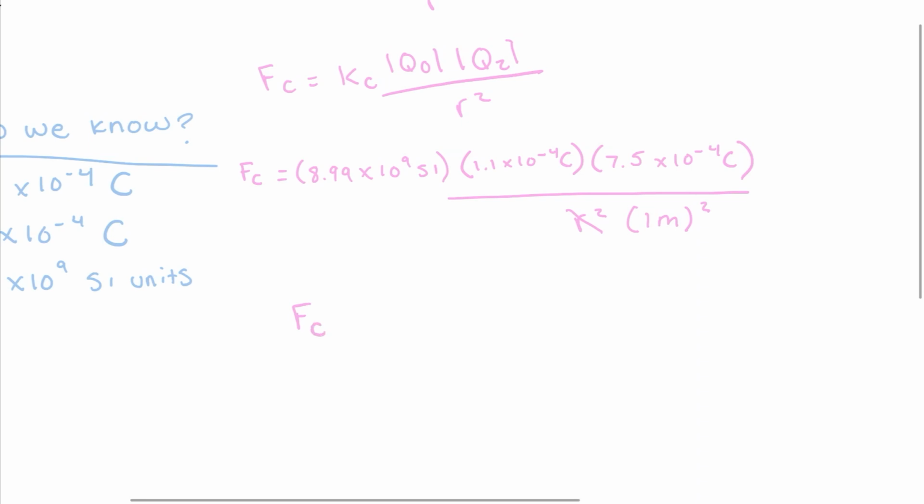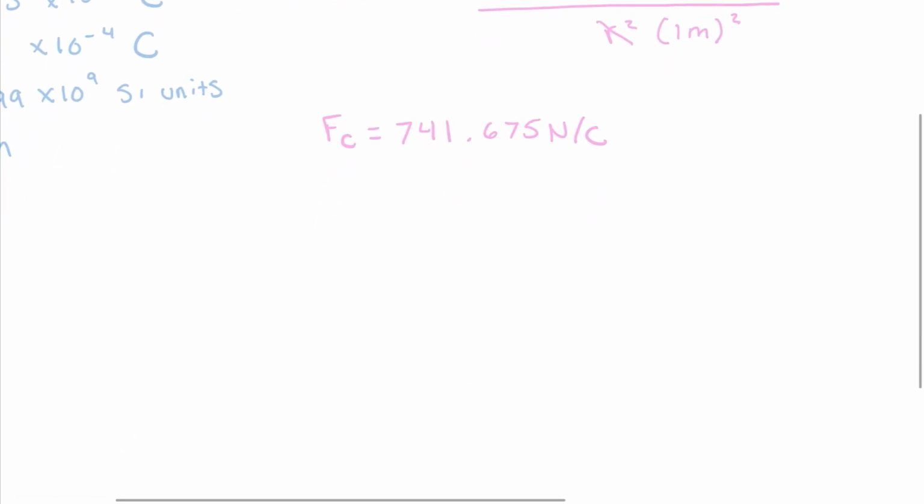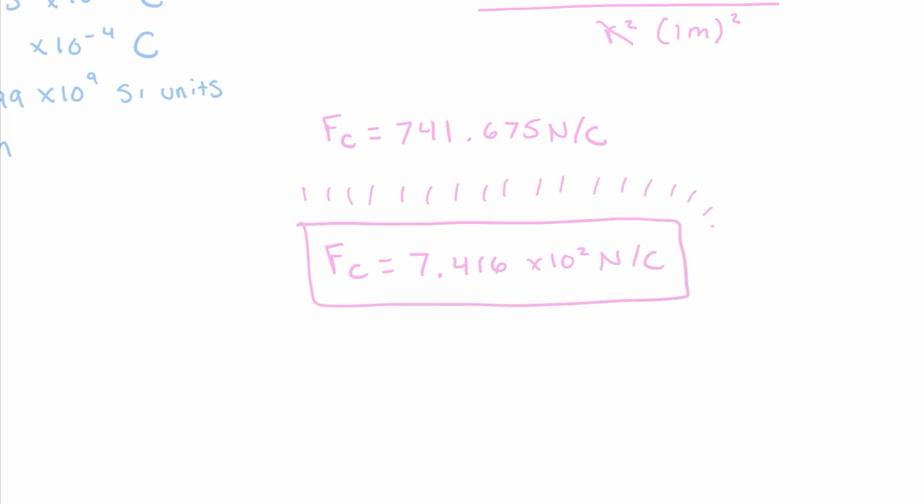After plugging these numbers into my calculator, I am given the number 741.679. However, we can turn this into scientific notation, which basically turns F_c into 7.416 times 10 squared newtons per coulomb. And that, my friends, is our final answer.